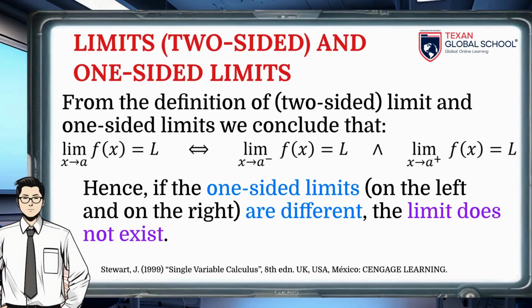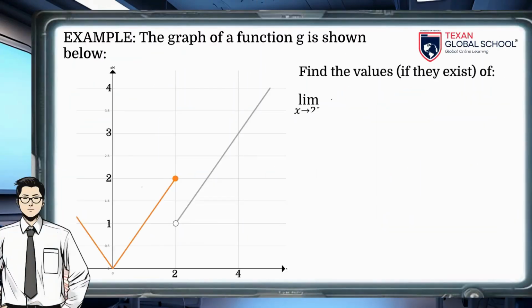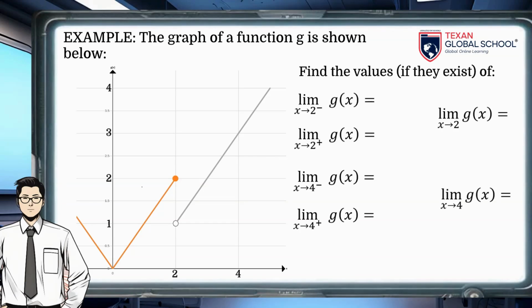In this example, we will use the given graph of a function g to obtain the one-sided limits. The limit as x approaches 2 from the left of g of x is 2. Since if we follow the graph from left to right up to 2, the value that corresponds to it is 2. The limit as x approaches 2 from the right of g of x is 1. Therefore, since the one-sided limits are different, the limit as x approaches 2 of g of x does not exist.